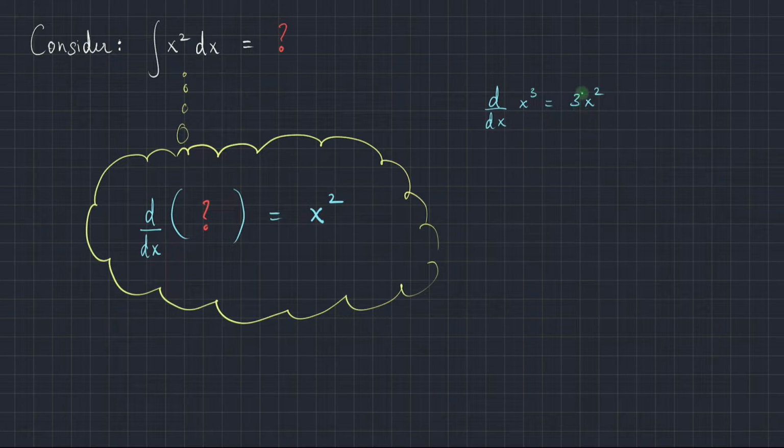Since we don't really want this 3, what we can do is divide both sides by 3 or multiply by 1 over 3. What happens now is that the right hand side becomes x squared, and the left hand side, we bring the 1/3 inside the derivative. The left hand side becomes the derivative of x cubed over 3. And so we can see that the derivative of x cubed over 3 is x squared. Therefore, the integral of x squared dx would be equal to x cubed over 3. And let's not forget plus c.